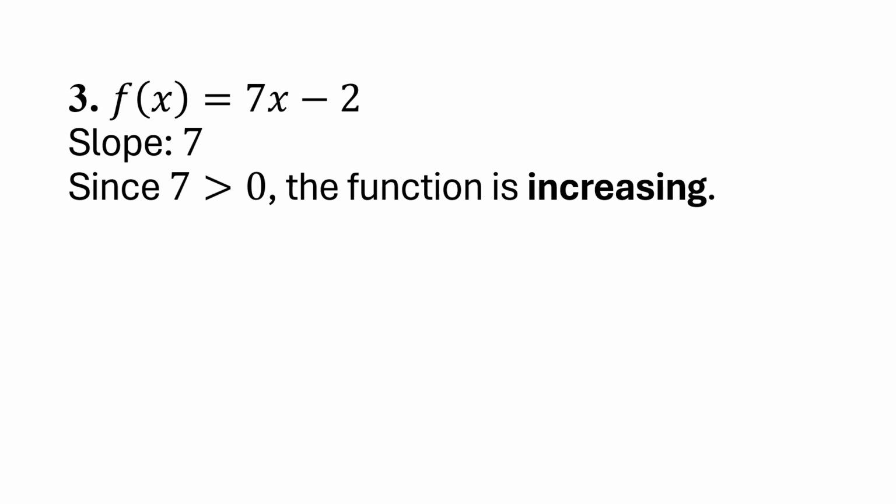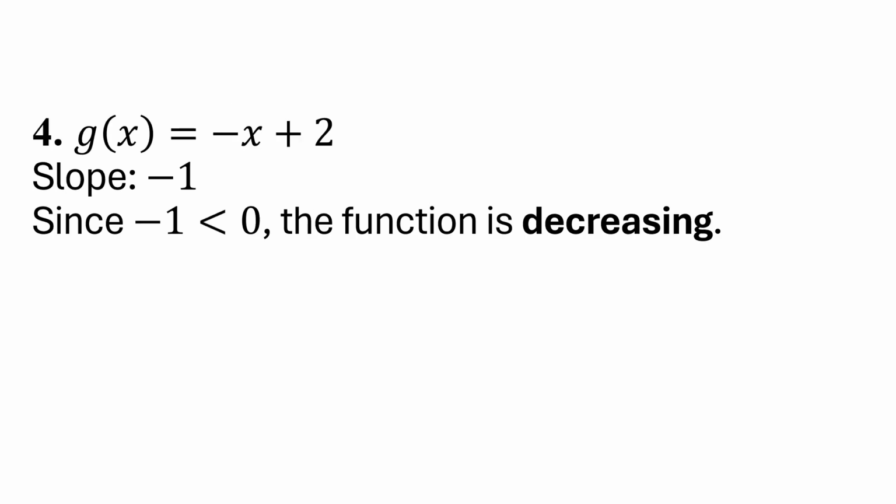The slope is positive 7. A positive slope means the line rises from left to right, so the function is increasing. The slope is negative 1. A negative slope means the line falls from left to right, so the function is decreasing.